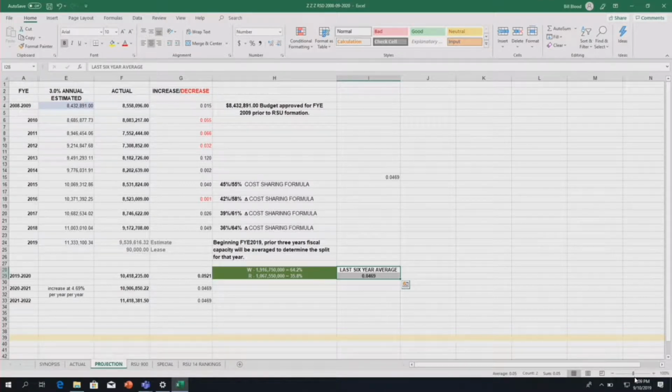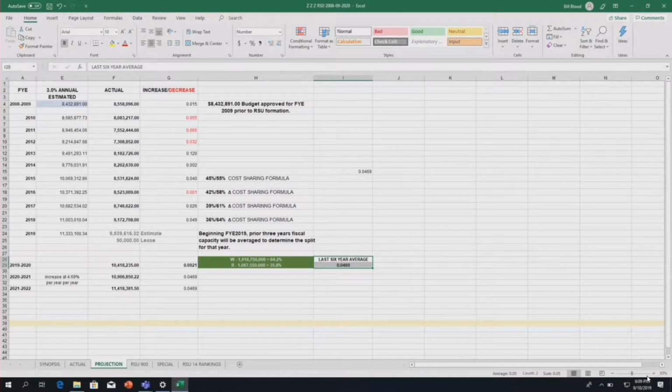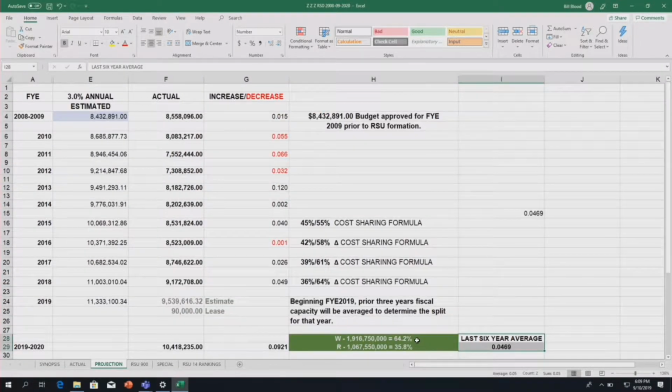This is another little interesting graph that I did just because. And this shows where we have been and where we could have gone. FYE 0809, the school budget that was approved by the town was $8.4 million. And then when the honeymoon started, the costs went down through economies of scale. And then they came up, and in 13 the honeymoon was basically over, and that's when the economies of scale lost their impact. And there's a couple reasons for that.